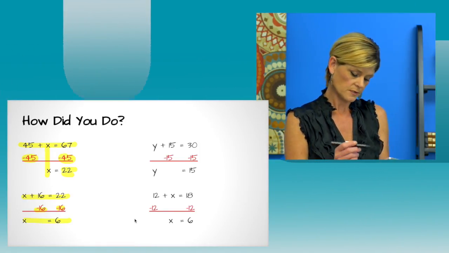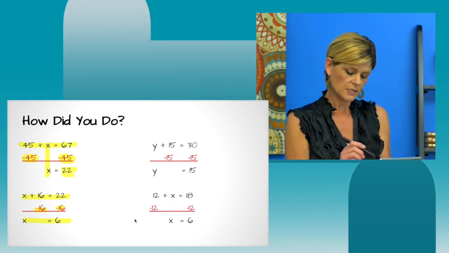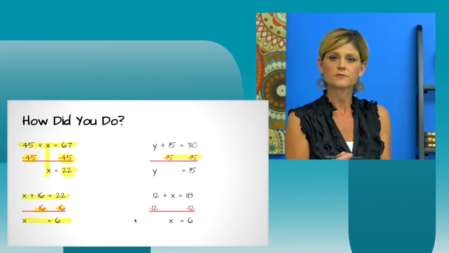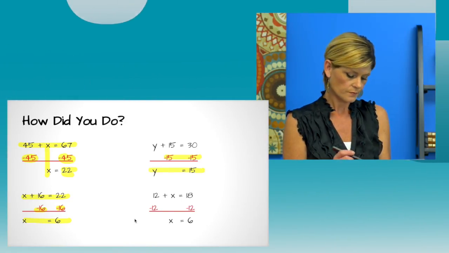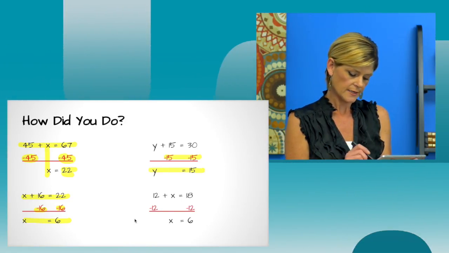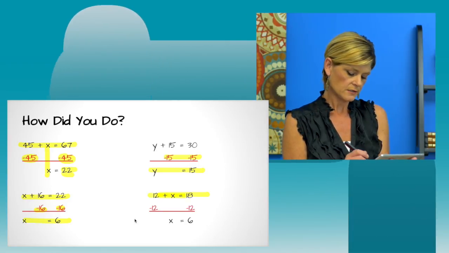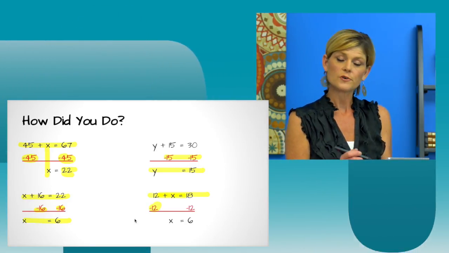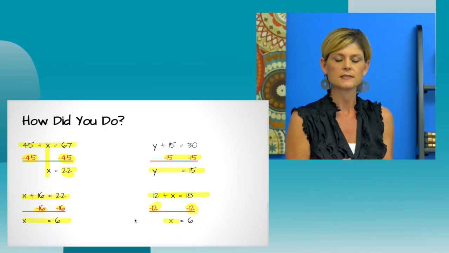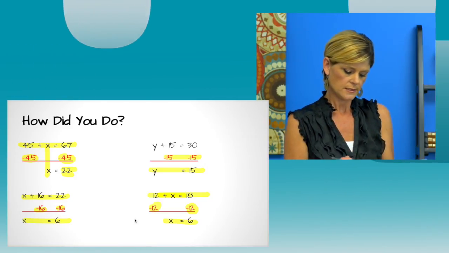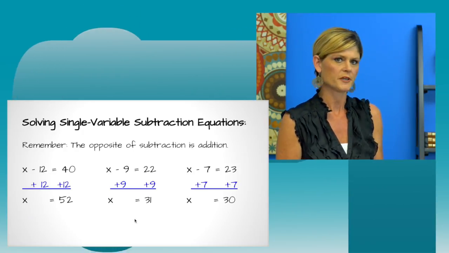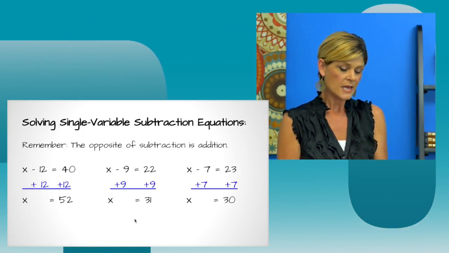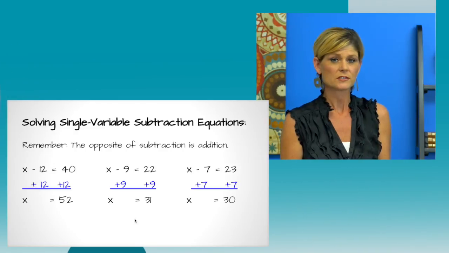x equals 6. y plus 15 equals 30. Subtract 15 from both sides of the equal sign. y equals 15. And our last one, 12 plus x equals 18. Subtract 12 from both sides of the equal sign, and x equals 6. Not so bad. Once you practice using inverse operations, you'll be able to do it pretty much without even thinking about it. And subtraction is actually pretty much the same thing.